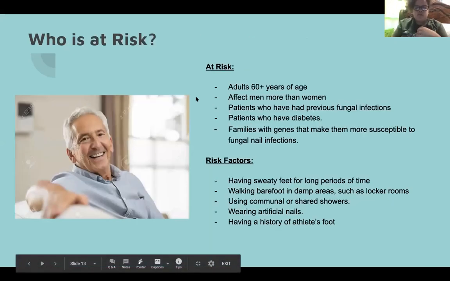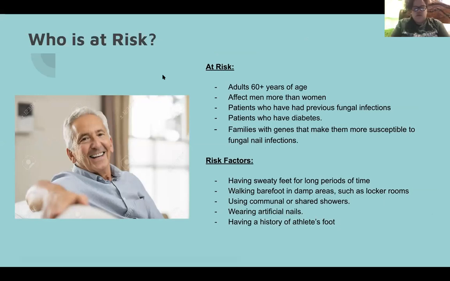The people who are most at risk for this disease are adults 60 years of age and older. And like I said, this disease does affect men more than it does women. It also affects patients who have had previous fungal infections such as athlete's foot. Patients who have diabetes are also at risk because of poor blood circulation. And even though this disease is not hereditary, there are families that have genes that make them more susceptible to fungal nail infections. It's not as common, but it does happen.